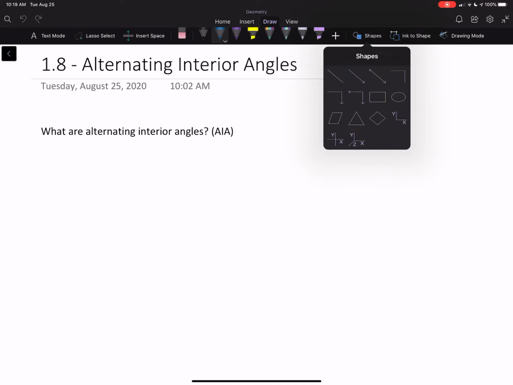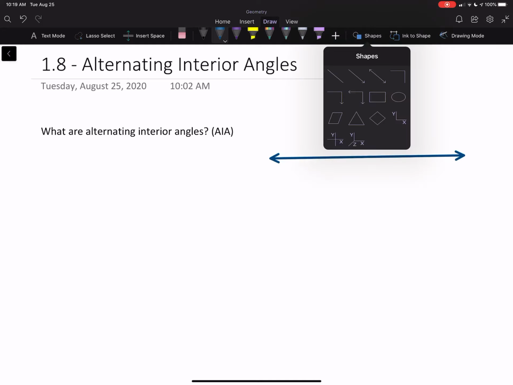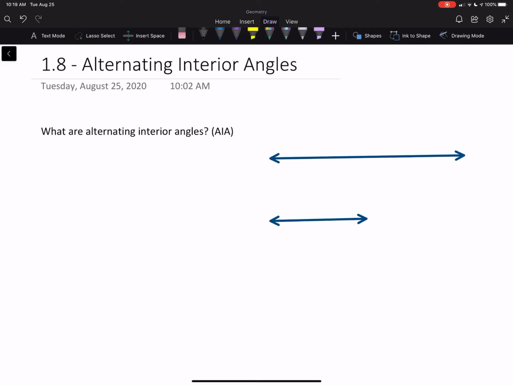Let's start with a drawing to help guide us here. I'm going to draw a pair of parallel lines. I'll know that these are parallel because somewhere on here I'm going to put some sort of triangle or arrow that indicates that they are parallel. And then there's going to be some other line that crosses them, which we learned in the previous lesson is called a transversal. So what are alternating interior angles?